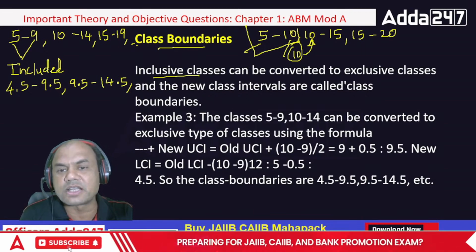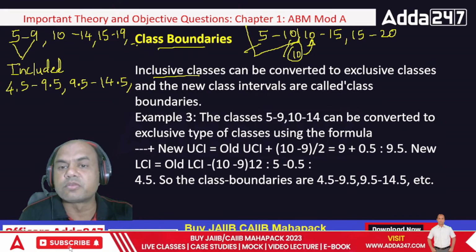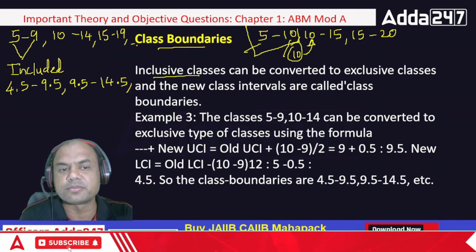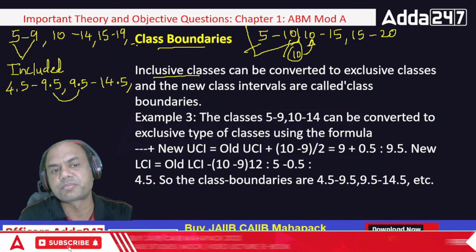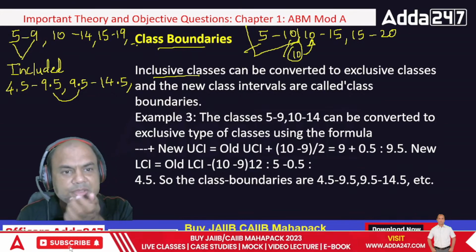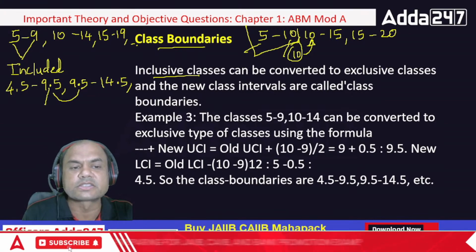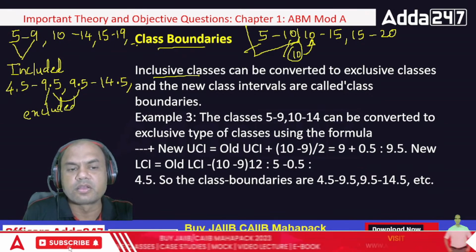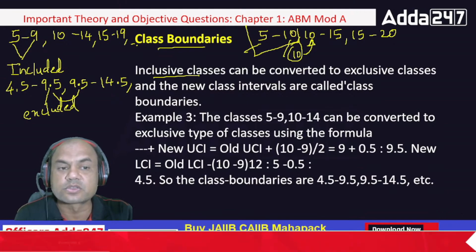This is the same as 5 to 10, 10 to 15, 15 to 20, because the last number of the first class and the first number of the next class are the same over here. So these are known as exclusive types. In exclusive types, whenever I have this last number 9.5, it is always excluded from the class, and it is added to the next class. So this is known as exclusive type.